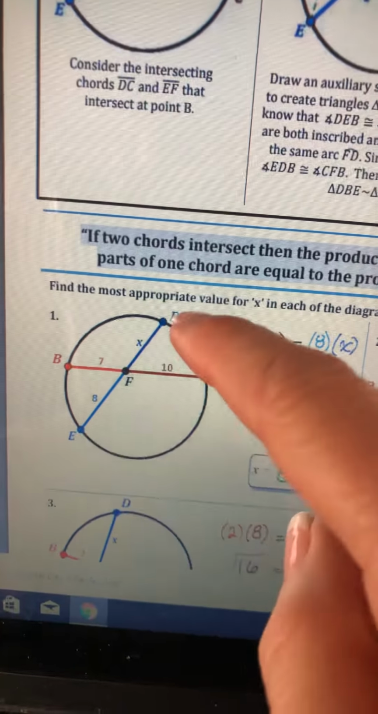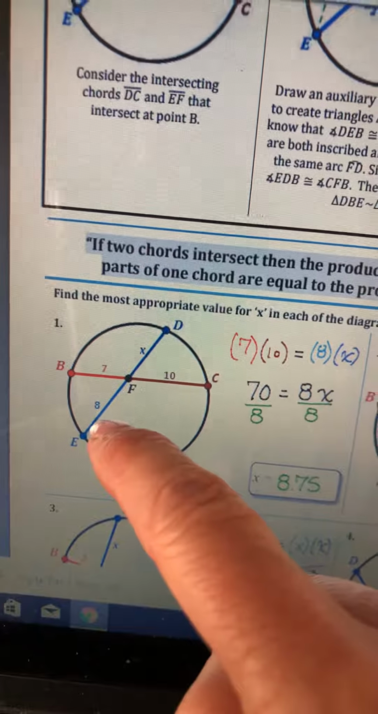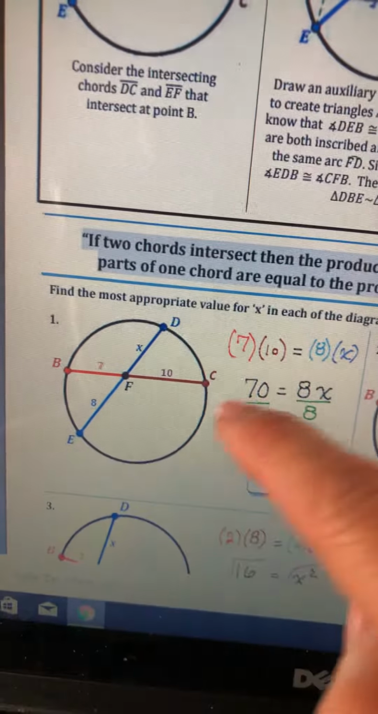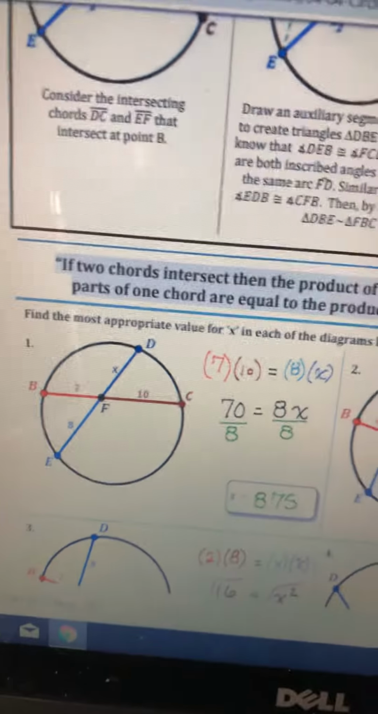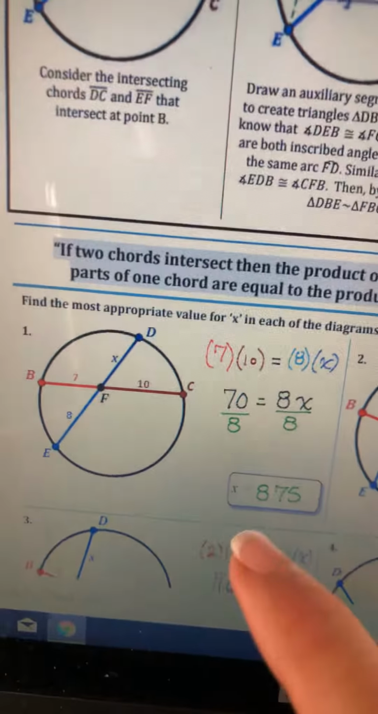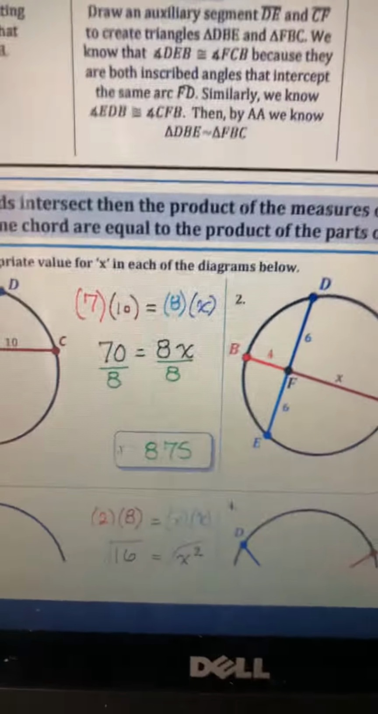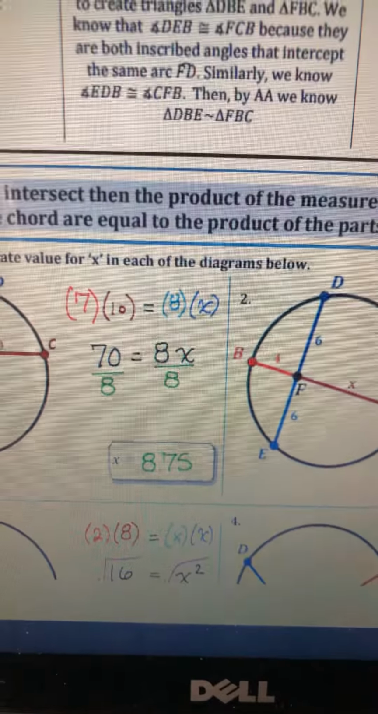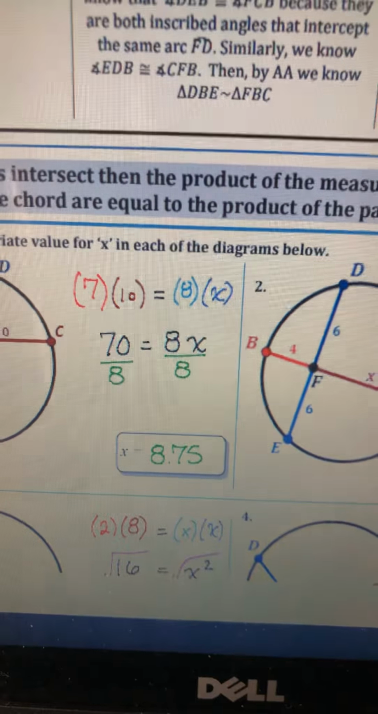Basically, if we look here at number one, we've got one chord, and we see that one part, chord ED, that FE is X and EF is 8. We also have chord BC in which BF is 7 and FC is 10. So all we have to do is say 7 times 10 is equal to X times 8. Just make your equation there. 70 is equal to 8x, and divide by 8 and you get 8.75.